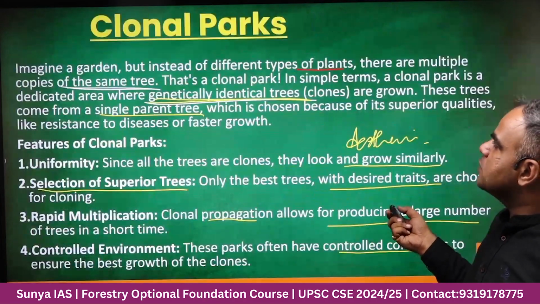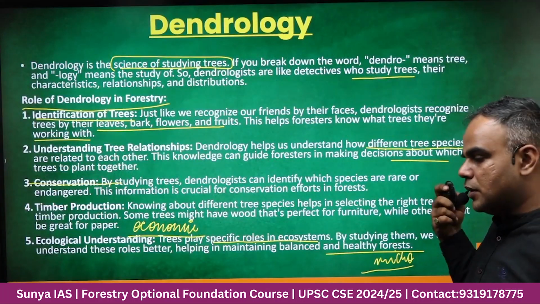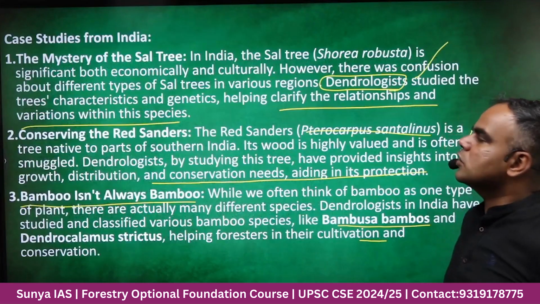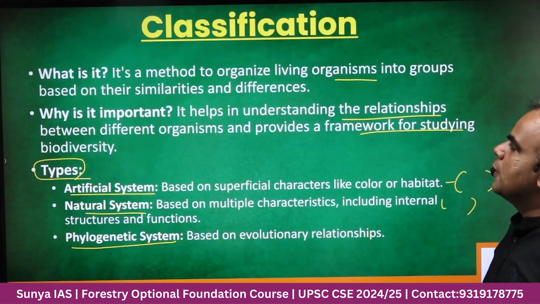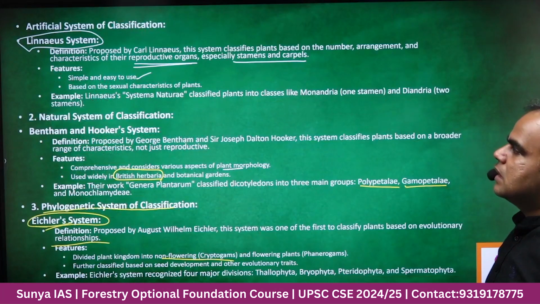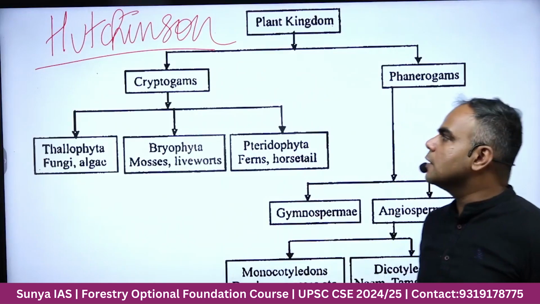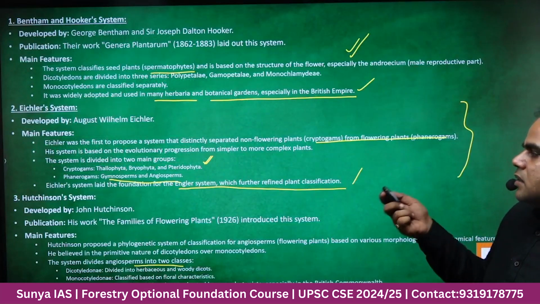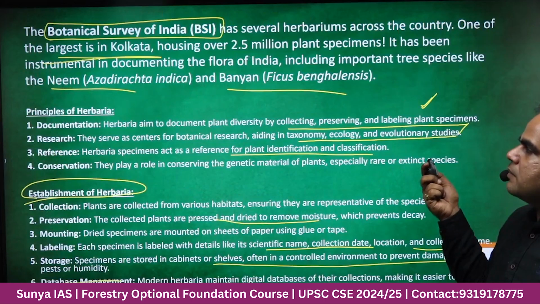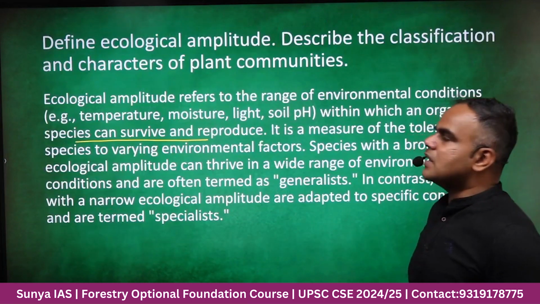So this brings me to the end of this lecture. In the next lecture, we will see ethnobotany, which is a very important part here. So we started with dendrology, we saw some case studies, we saw taxonomy, we saw classification, different kingdom classifications: Raunkiaer's life system, Linnaeus, Bentham-Hooker, Eichler system, Hutchinson systems. Then the different taxonomical aids, clonal parks, herbarium, arboreta. And then we ended the discussion with some previous questions which have been asked in your exam.